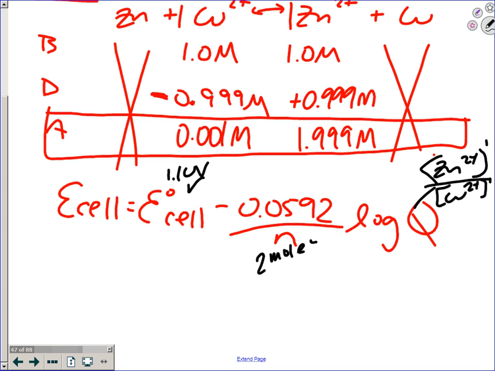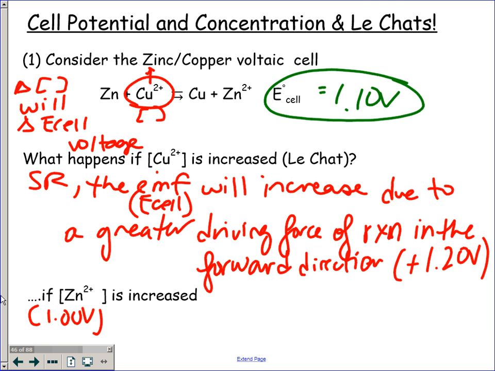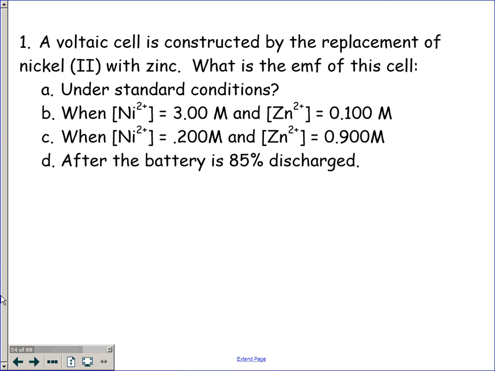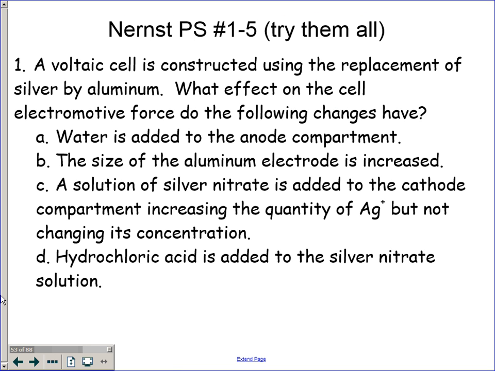Okay, we'll finish some of these up tomorrow. Here's the only thing I want you to attempt right now. Attempt the Nernst equation numbers 1 through 5. It's in your packet. It starts with a question like this. Okay. 1 through 5. That's it.